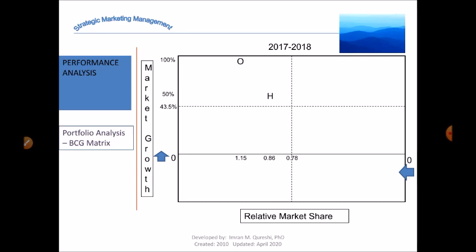Next one is Vivo. If you look at Vivo, they had a market growth of 41%, and their relative market share was 0.6. So this is where Vivo is going to be placed. Obviously, we are now coming into the dogs quadrant. Oppo and Huawei are both in the stars quadrant, and Vivo is here in the dogs quadrant.